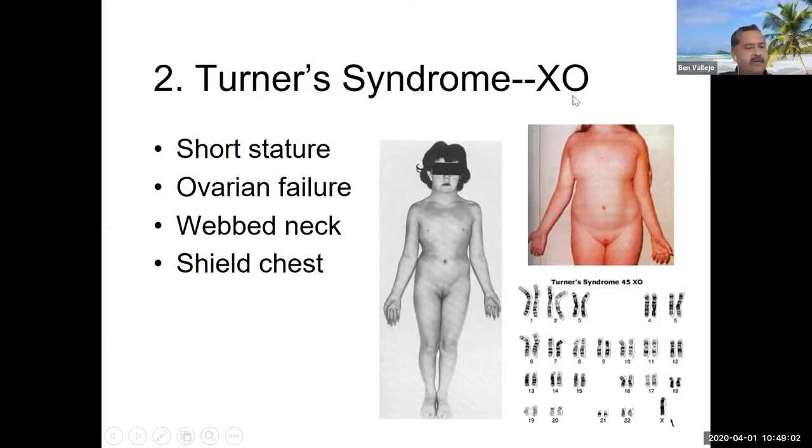I know someone with Turner syndrome, and she is shorter, and she can pull the skin up on her neck a few inches, which is fun at parties, I imagine. So Turner syndrome.